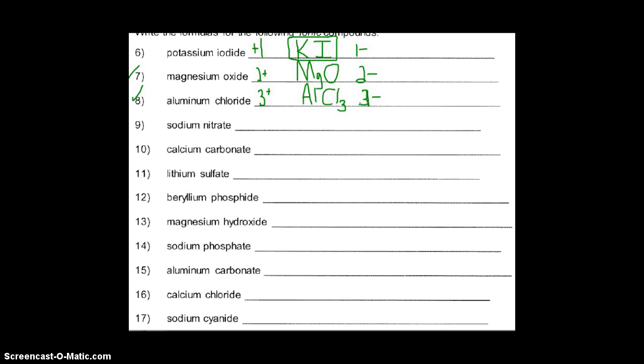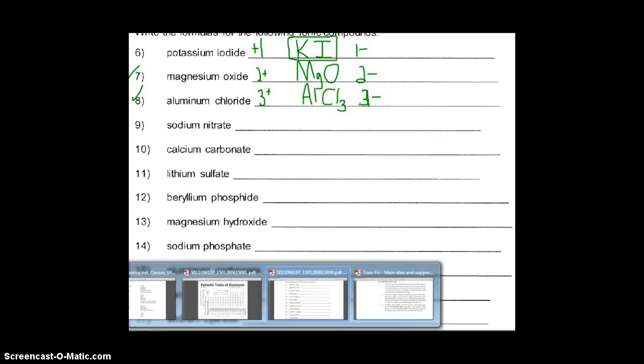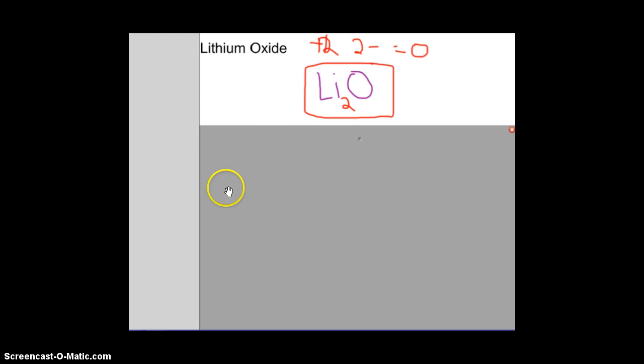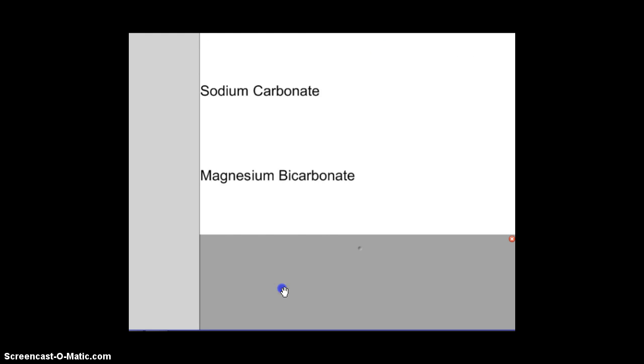Alright, now I need to show you what happens if we have polyatomic ions. So let me kind of go back to this. Do not copy this in your notes. Let me just scroll down for a second.